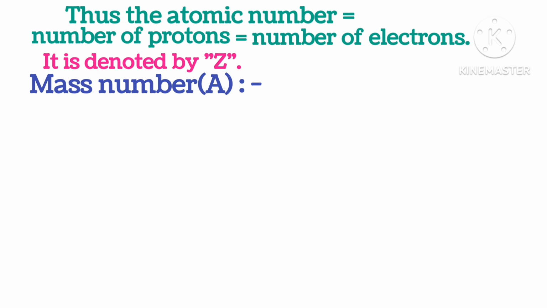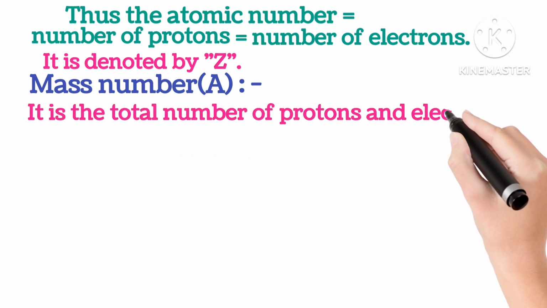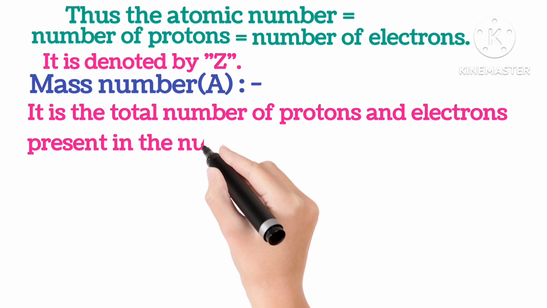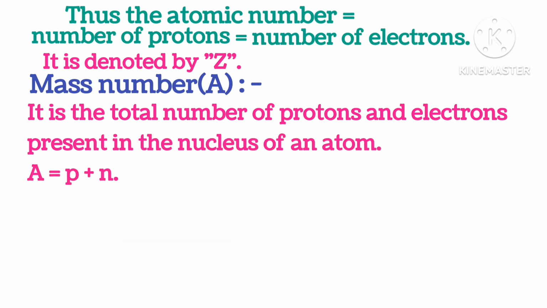Mass number. It is the total number of protons and neutrons present in the nucleus of an atom. So A is equal to P plus N and it is denoted by A.